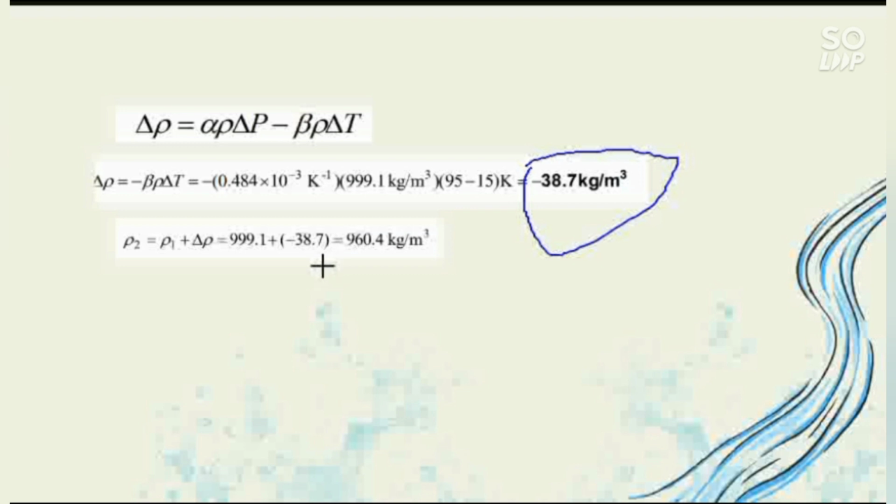Noting that the change in density is equal to density 2 minus density 1, the density of water at 95 degrees Celsius and 1 atmospheric pressure is density 2 equals density 1 plus the change in density, equals 999.1 plus negative 38.7. We get 960.4 kilogram per cubic meter, which is very close to the listed value of 961.5 kilogram per cubic meter at 95 degrees Celsius in the water table in the appendix.